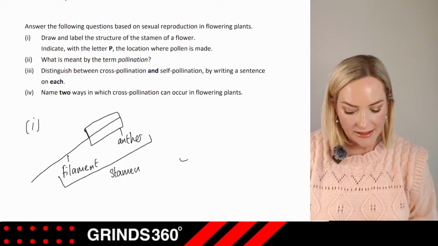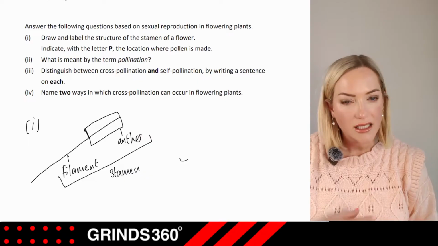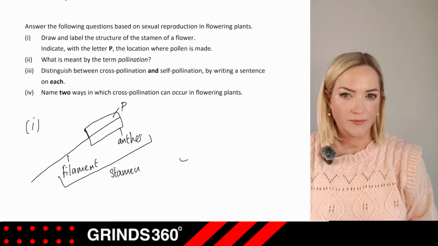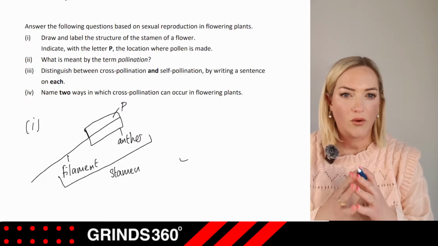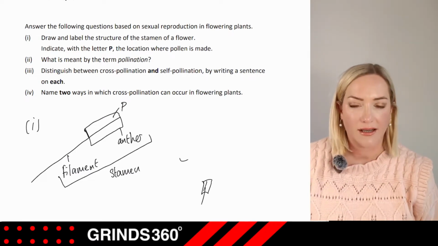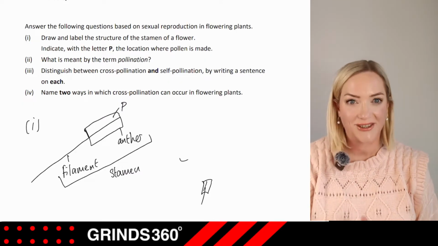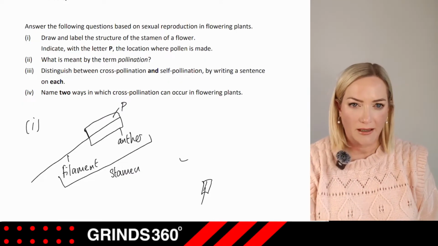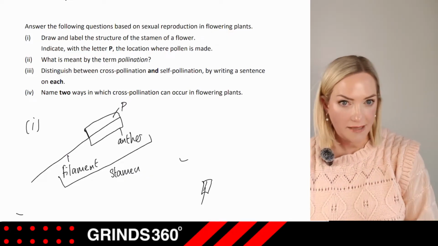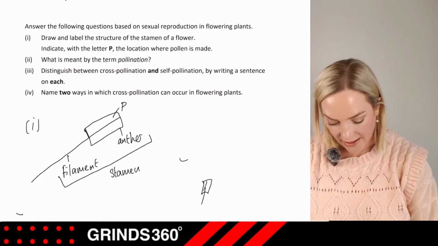So it asks, indicate with the letter P the location of where pollen is made. We know pollen is made within the anther, so you can put P, with an arrow coming out of P, anywhere there on the paper. Now, another tip with drawing diagrams, please don't do tiny little diagrams. You can do half a page for a diagram. I would also advise, I didn't really do it there, draw your diagrams in the middle. That means if you are going to be labeling it, you can label from the left and you can label from the right.